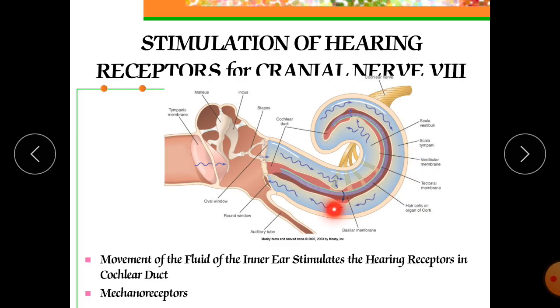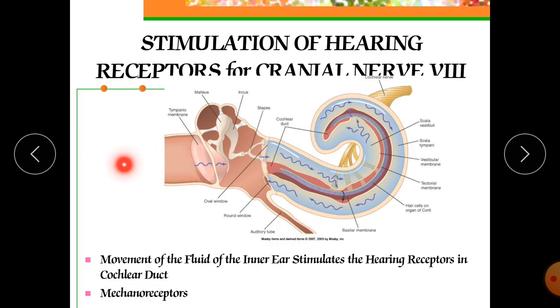They are in the form of receptors, and they are developing signals to these cranial nerves, to this cochlear nerve, and they are carrying the information. So in this fashion the hearing process occurs. These waves are formed. The movement of the fluid in the inner ear stimulates the hearing receptors. Here inside, the hearing receptors are there. They are stimulating the hearing receptors in the cochlear duct, and mechanoreceptors are also there.